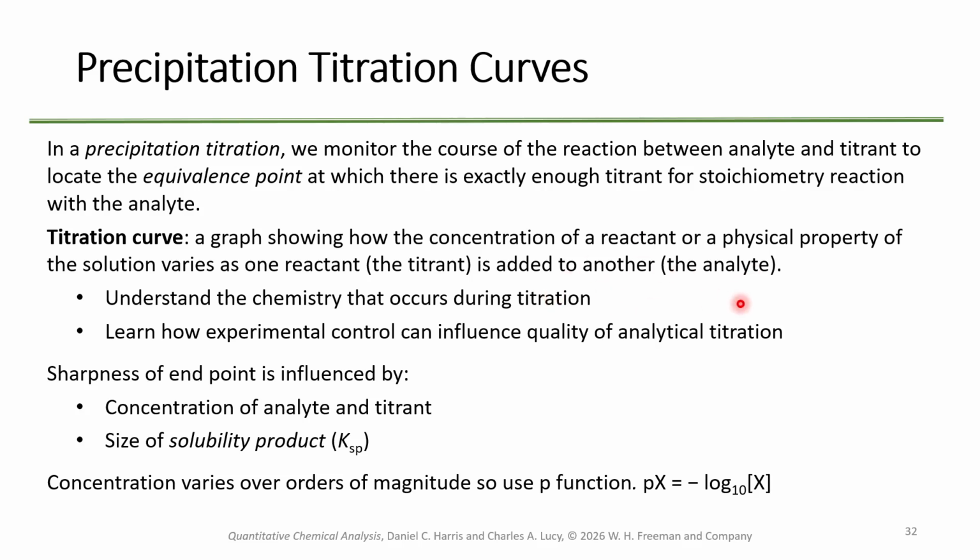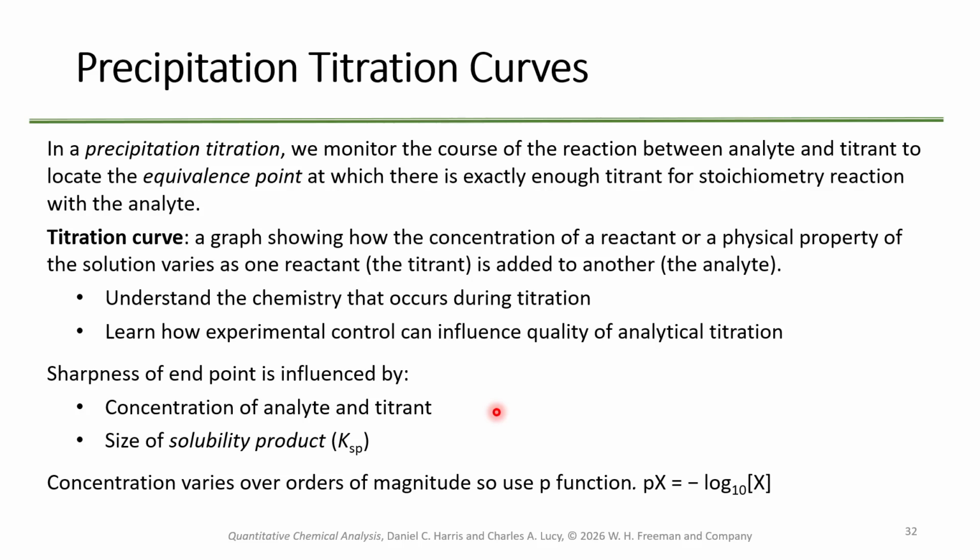One of the cool things is graphically, this actually demonstrates a lot of the results that you would get from doing calculations. And so you can find those results extremely easily using a graph. It also can really help you understand the chemistry that occurs during that titration and what exactly is going on there. Okay. So you can also learn how the experimental control can influence the quality of your analytical titration. The sharpness of your endpoint is dictated by two main points. That's the concentration of the analyte and titrant.